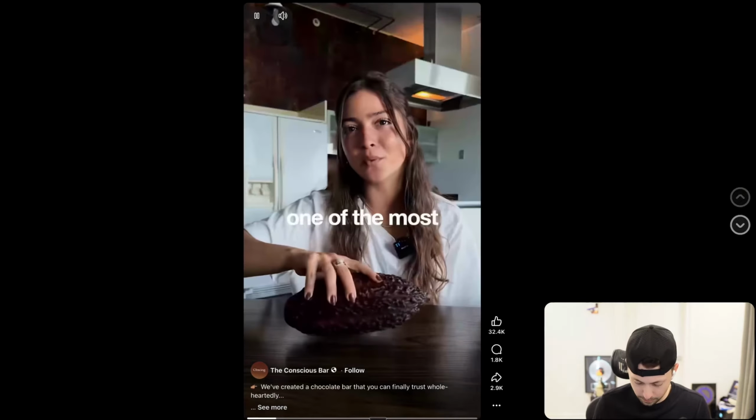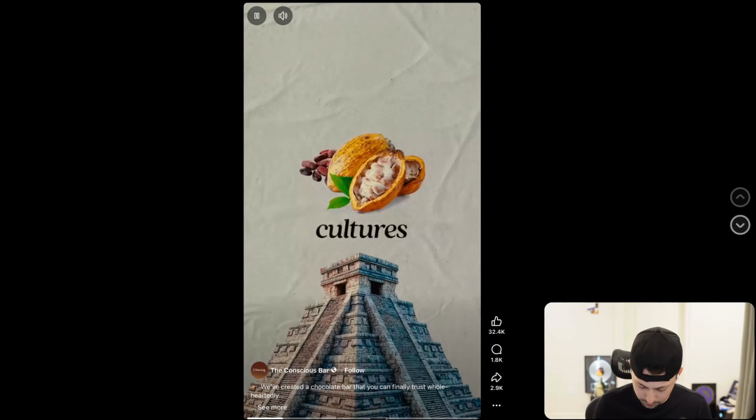It's medicine, and it's one of the most powerful plants that ancient cultures had access to.